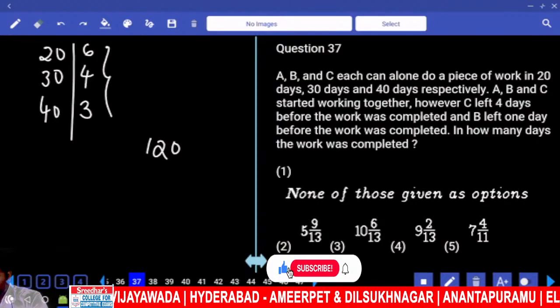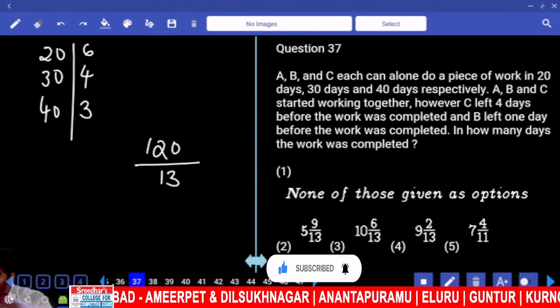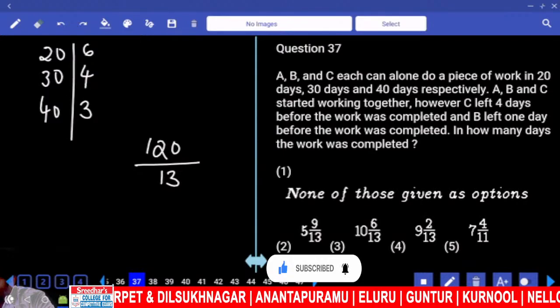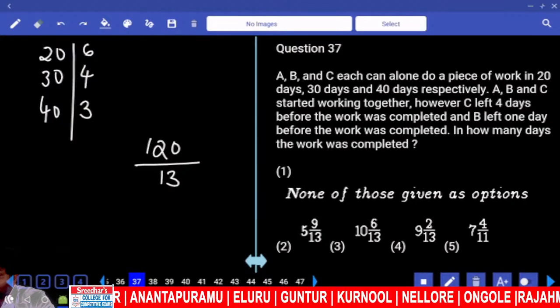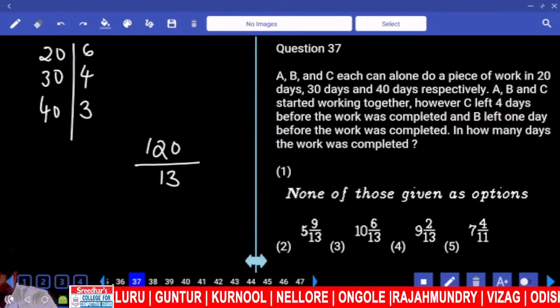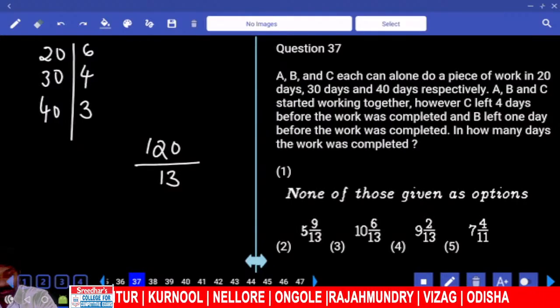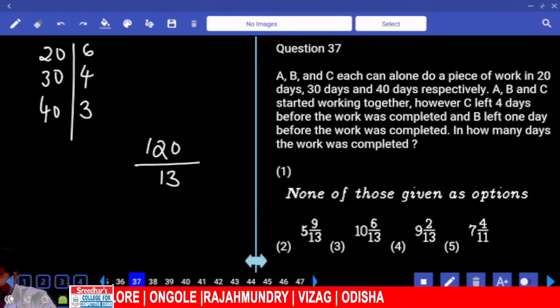All 3 people together do how many units? Can we directly divide this by 13? Because they started together, but they are not there till the end of the work. Who is not there till the end of the work? B and C. B is not there for how many days? 1 day. If B is not there for 1 day and C is not there for 4 days, we can divide the number by 13, correct?